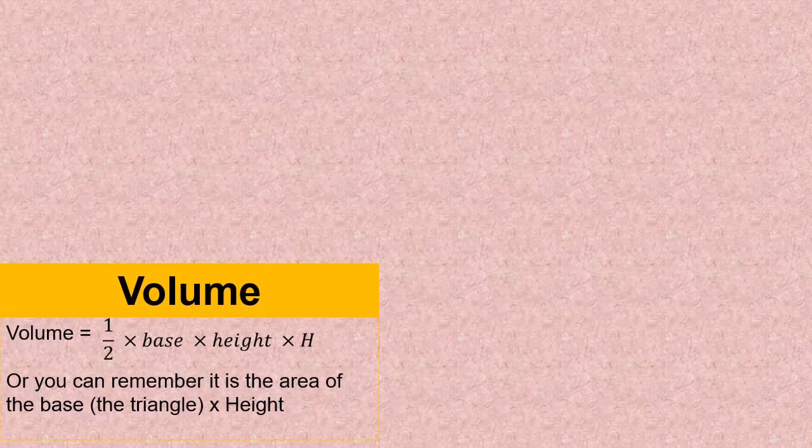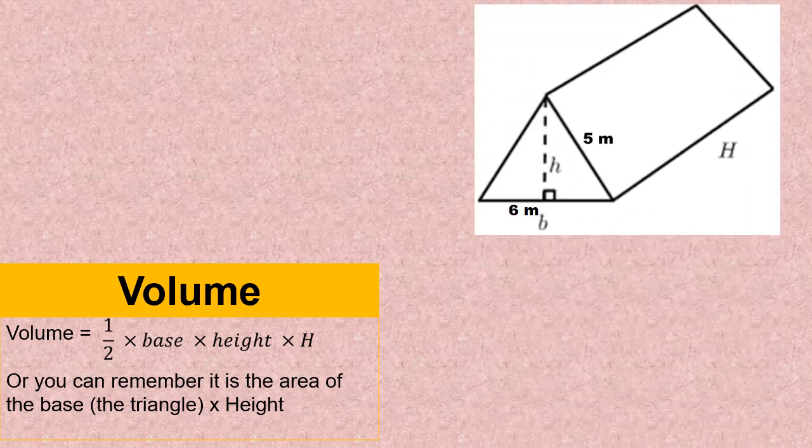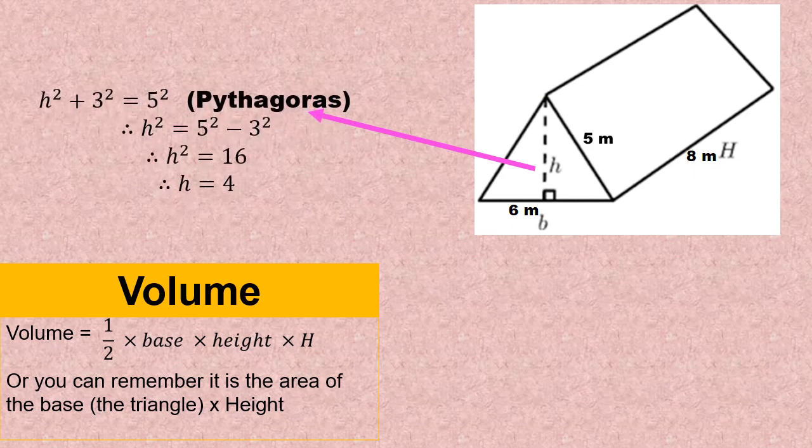All right, let's have a look at the volume. The volume is half times base times height times the big height that it pops out with. So again, if you've got this triangular prism with all the following sides, there I've worked it out very nicely for you. Again, height squared plus 3 squared should give you 5 squared. And your reason there, Pythagoras, is very, very important.